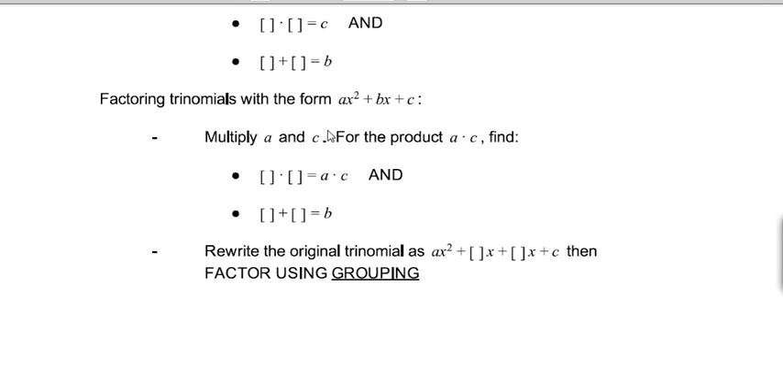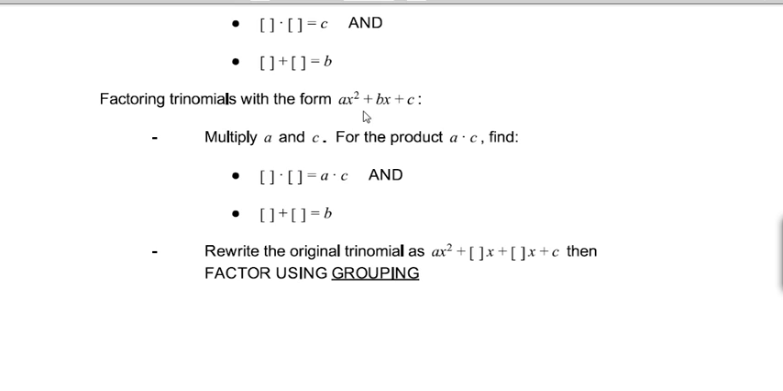Okay, here's the rule. First thing we're going to do is we're going to multiply a times c. So the coefficient of x squared we will multiply by the constant. So you find that product. You multiply them two together. After you do that, you do the same process we did above, except for you're saying what two numbers multiplied will give me that product.